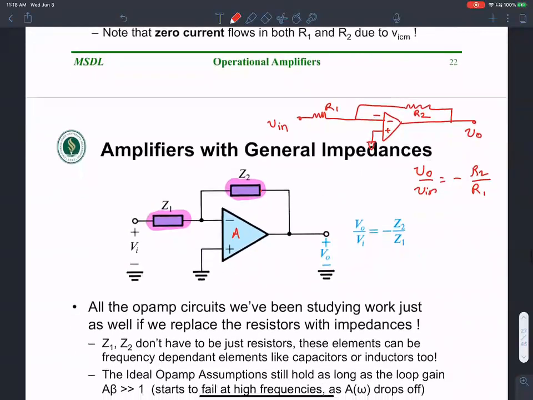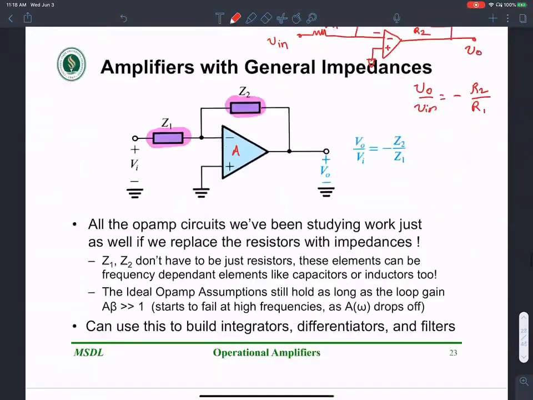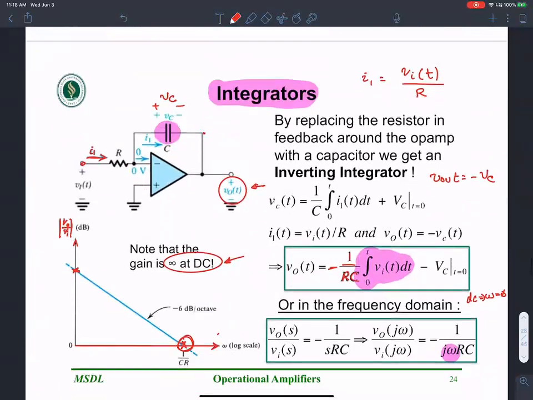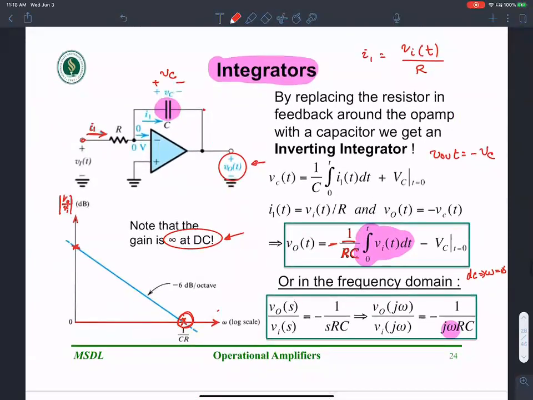Then we looked at amplifiers with impedances, frequency dependent components, integrators, where a capacitance is included in the feedback configuration. I found out that this is called an integrator because the output voltage is an integral of the input voltage times some amplification. Okay, so it's called an integrator.